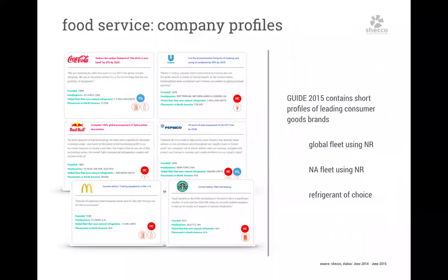And what you can find in the guide here, this time, is a new item we introduced. We put out short profiles of leading consumer good brands. We outlined what the global fleet would be using natural refrigerant, what the North American fleet is, and what their refrigerant of choice is. So we looked at Coca-Cola, Starbucks, McDonald's, Unilever, Red Bull, and PepsiCo.